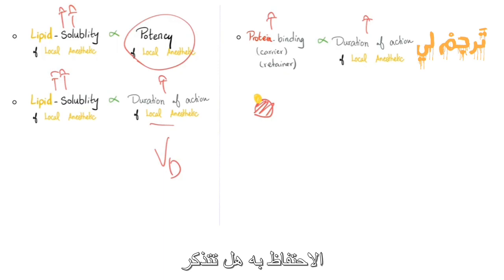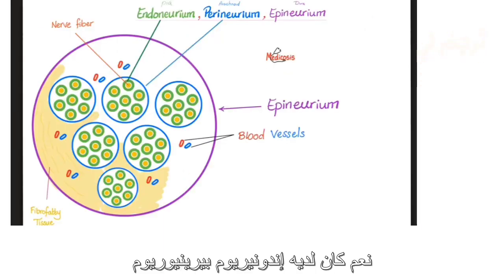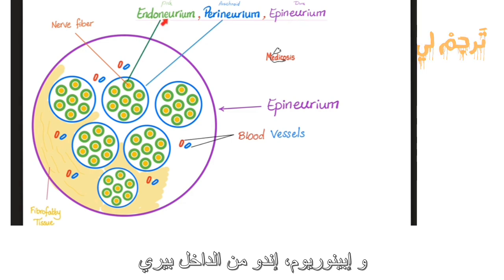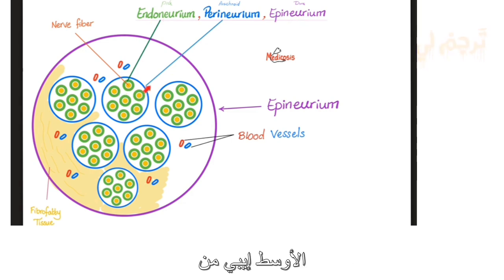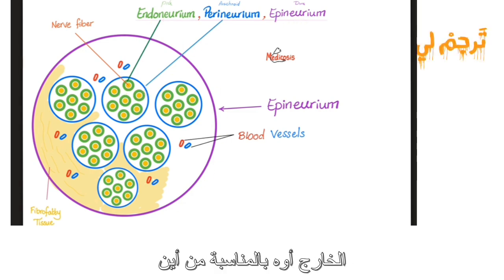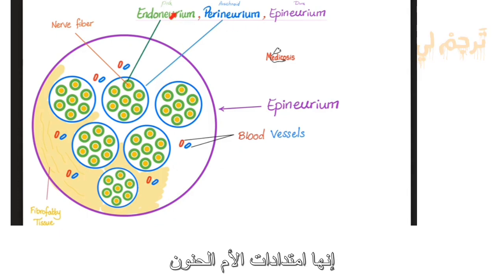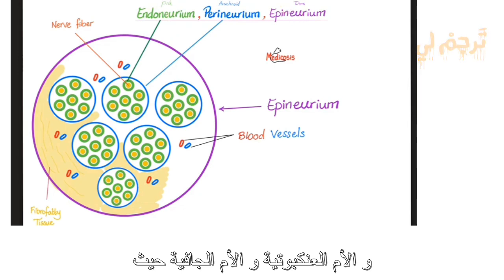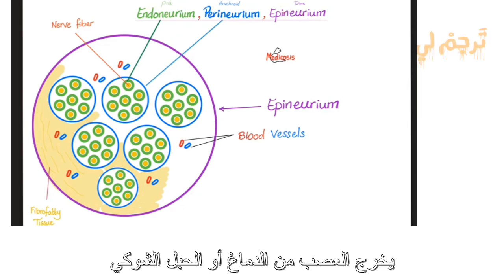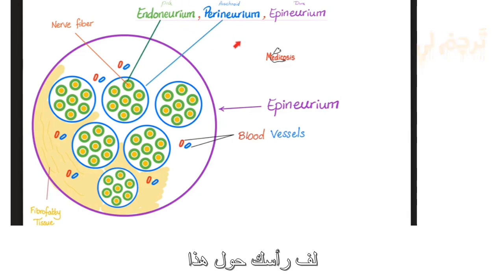It's being retained. Do you remember the nerve? Yeah, it had endoneurium, perineurium, and epineurium. Endo on the inside, peri, the middle, epi on the outside. Oh, by the way, where did we get these three layers from? They are the extensions of the pia mater, arachnoid mater, and dura mater as the nerve exited from the brain or the spinal cord. Wrap your head around this, no pun intended.